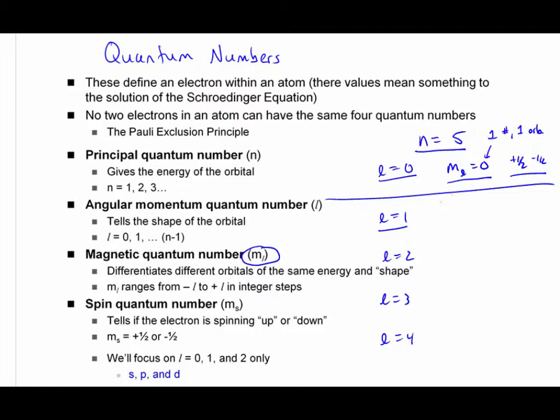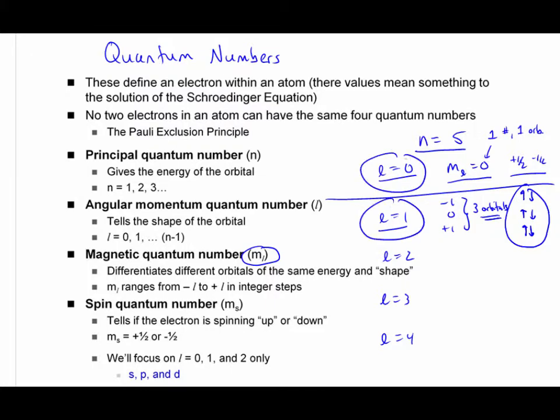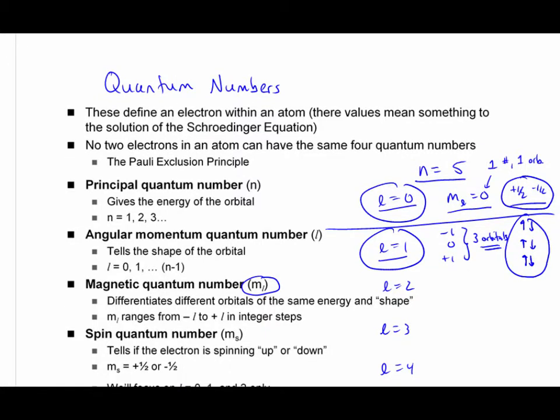L equals 1. m sub L can be minus 1, 0, and plus 1. So there are 3 orbitals, into which we can put 2 electrons each. We can put up and down, up and down, up and down. That looks like a possibility of 6 electrons, doesn't it? So for this L equals 1 and this L equals 0, we can see that there are possibly 2 electrons in the L equals 0, and 6 electrons in the L equals 1. Let's go back to our periodic table and take a look.